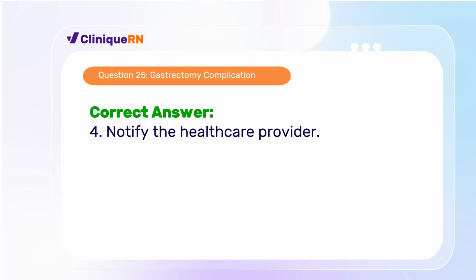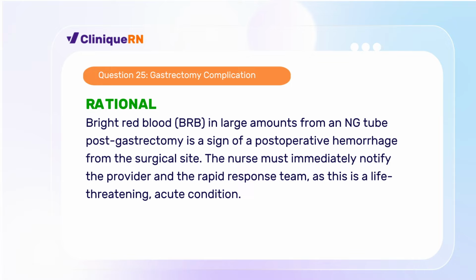The correct answer is 4. Notify the healthcare provider. Rationale. Bright red blood, BRB, in large amounts from an NG tube post-gastrectomy is a sign of a postoperative hemorrhage from the surgical site. The nurse must immediately notify the provider and the rapid response team, as this is a life-threatening, acute condition.